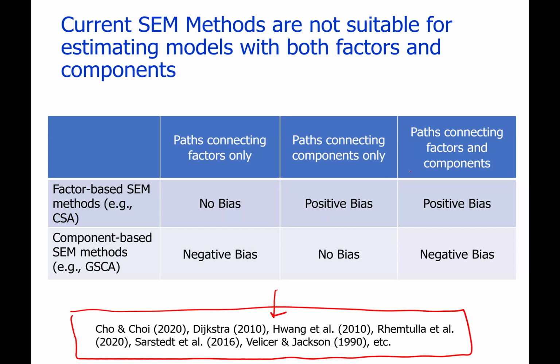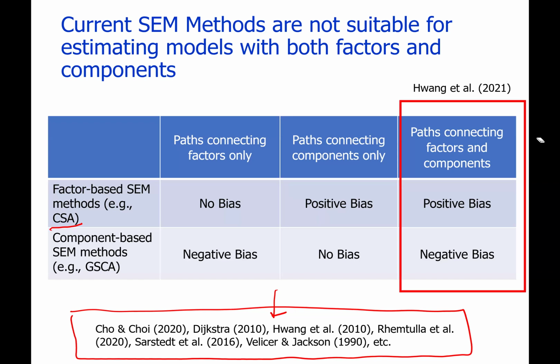Okay, and then the last one, the unique set of path coefficients connecting factors and components. Factor-based SEM will provide positively biased estimates. On the other hand, component-based SEM will provide negatively biased estimates. This is a more recent finding by these authors. And the point here is, when you use the existing methods for estimating models with both factors and components, they will always provide biased estimates of some parameters, as you can see in this table. This is why it is not a good idea to simply apply the same existing method to estimate such models with both factors and components.